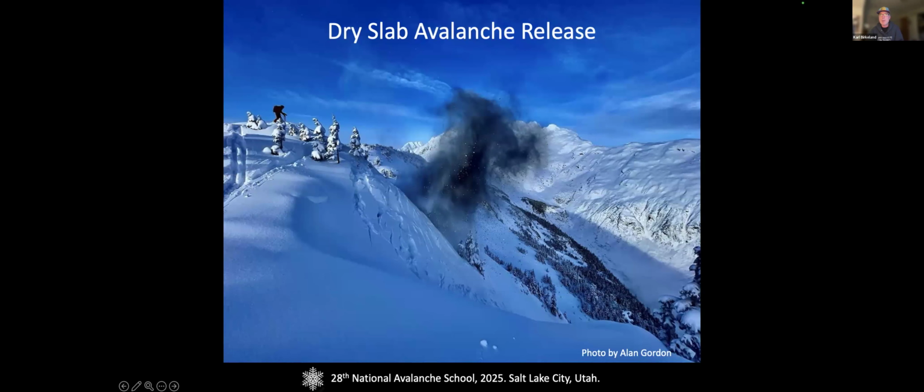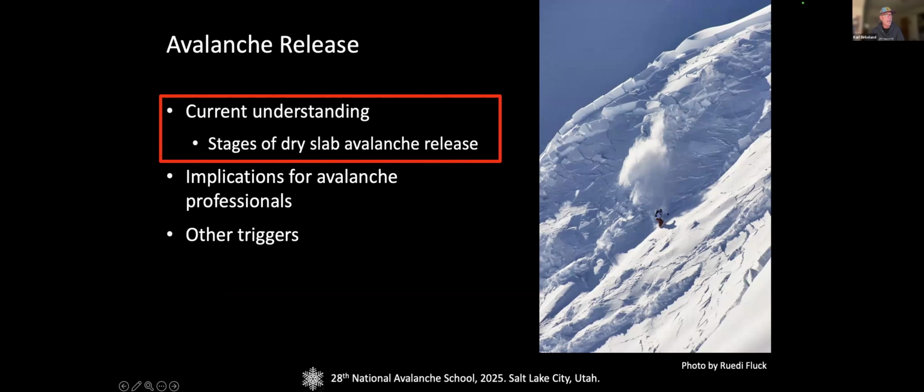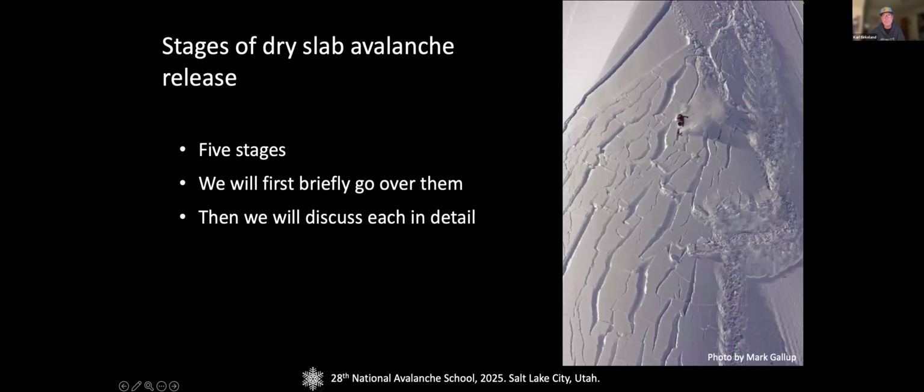So that's all the appetizer. Now let's get to the main course and talk about slab avalanche release. I'm just going to talk mainly about our current understanding of slab avalanche release, and we're going to talk about these 5 stages of dry slab avalanches. We'll also discuss a little bit about implications for avalanche professionals and other triggers. We're going to focus on human triggers. So at the end, we'll cover some of these other triggers for dry slab avalanches.